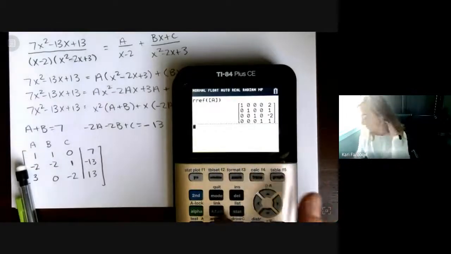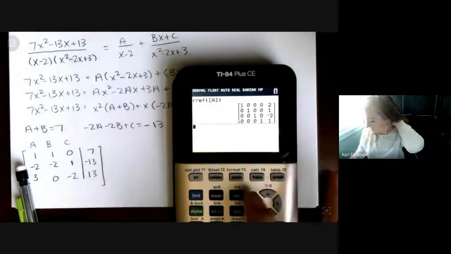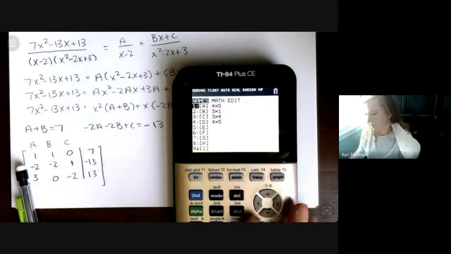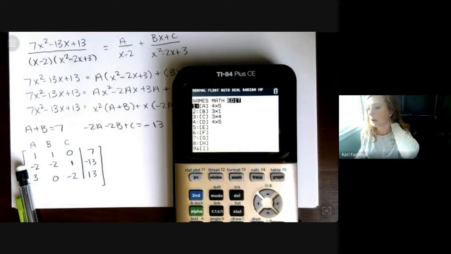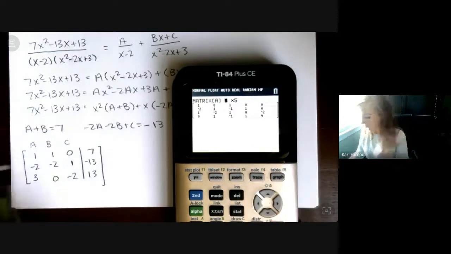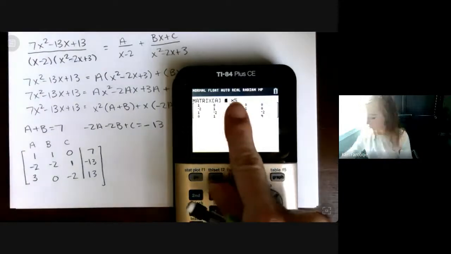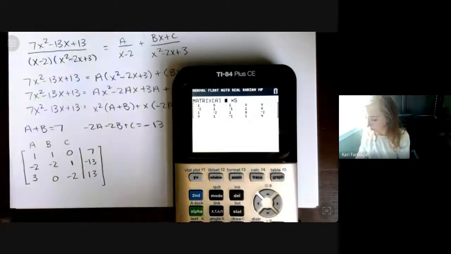Now, this time, if you don't want to use A, that's fine. I tend to just always use A. It just makes my life easier. So I'm going to go back into the matrix menu. I'm going to edit. So scroll to the right to edit, and I'm just going to hit enter. And instead of a 4x5, remember this is rows by columns, I have 3 rows, 4 columns.